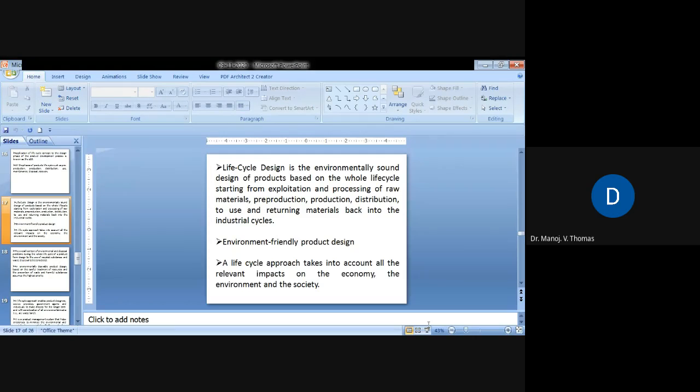While designing a particular product, we consider the impact of our product in all the life cycle stages, starting from pre-production till recovery till recycling. What is the effect on economy, environment, and the society? So such a design is called a life cycle design approach.